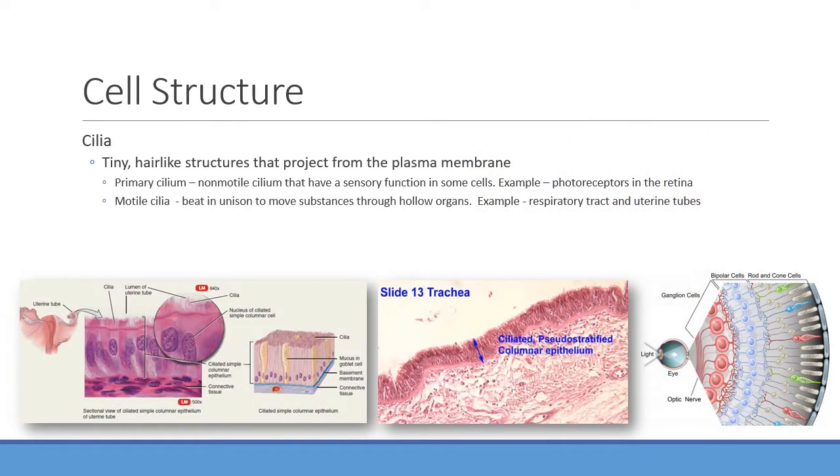Okay, other cell structures you might find, things like cilia. We mentioned cilia yesterday, especially in the case of the lungs. What do the cilia do? Yeah, they're kind of motile. They usually have a synchronized, coordinated effort to move things in a specific direction.